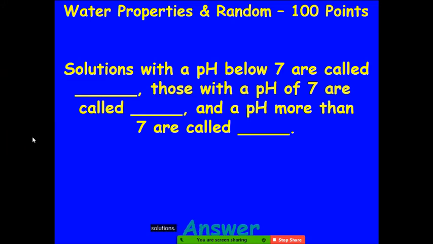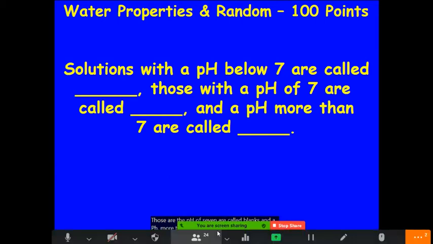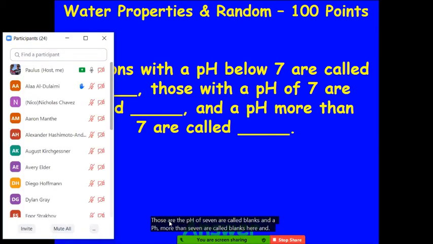Solutions with a pH below 7 are called blanks. Those with a pH of 7 are called blanks. And a pH more than 7 are called blanks. Hand up if you know what this answer is.